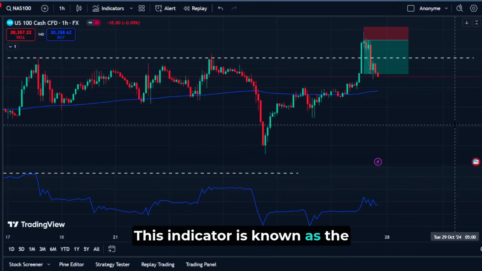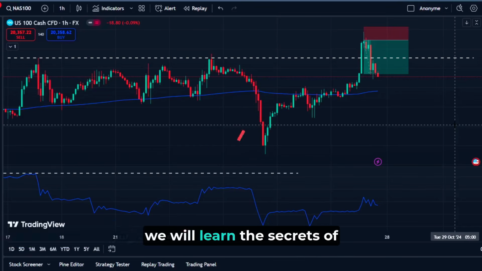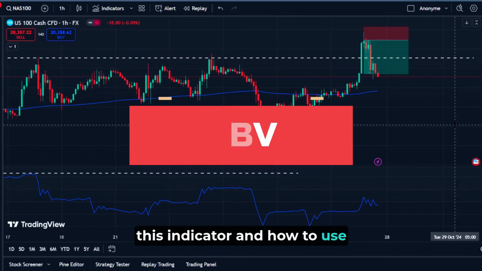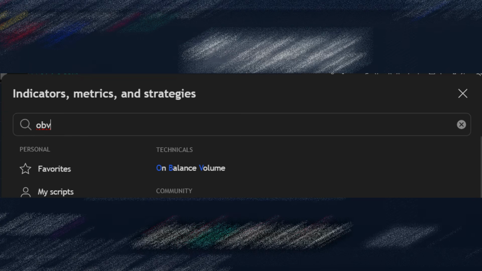This indicator is known as the on-balance volume, or OBV for short. Today, we will learn the secrets of this indicator and how to use it to confirm trades, market reversals, and more. First, what is the OBV indicator?